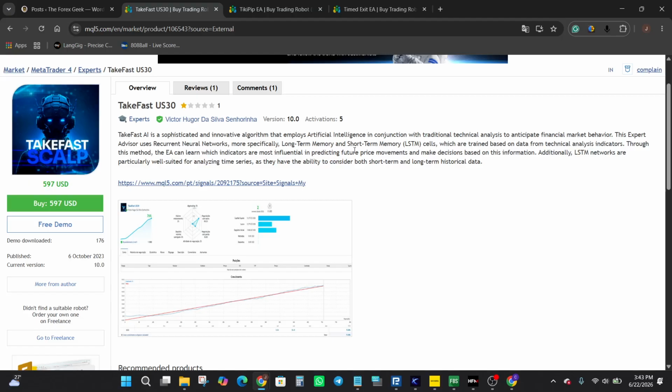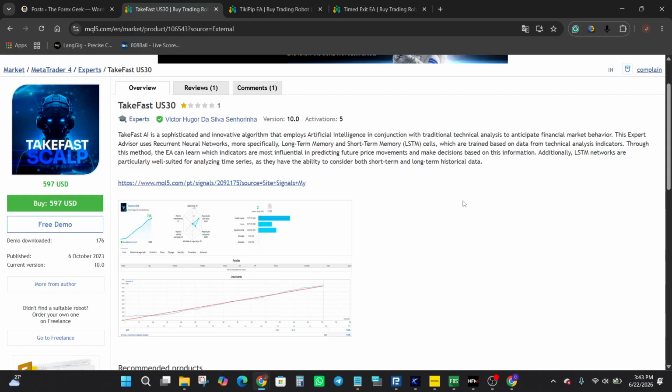Since the information provided on the product page is relatively concise, there are no detailed recommendations regarding trading symbols, time frames, minimum deposits, broker requirements, or specific trading settings available in the description. Because of that, I'll focus only on the information that has been explicitly provided by the developer.